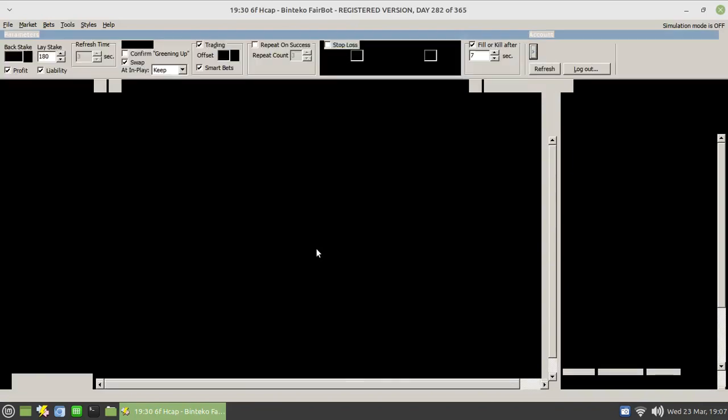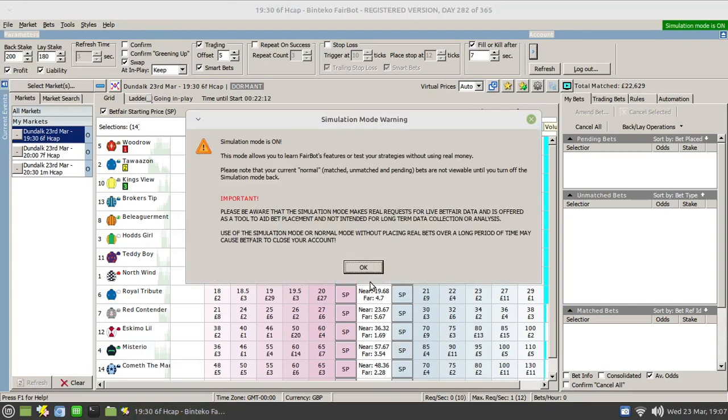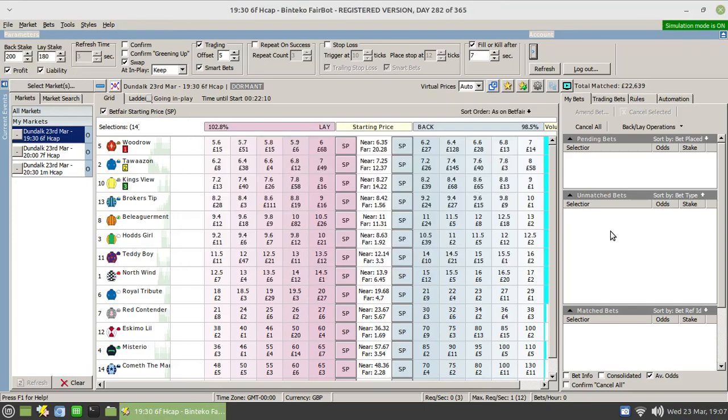So I've got the 7:30 race at Dundalk open. Now, I haven't actually analysed this race. I haven't looked at anything with regard to the form or anything like that. We'll just pop in some numbers. So what I'll do first of all is go into simulation mode, because I don't want real bets going into the market as I chop and change things. Okay, let's have a look at some of these options.